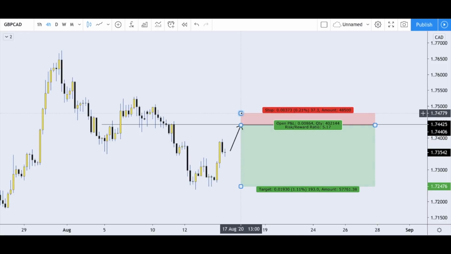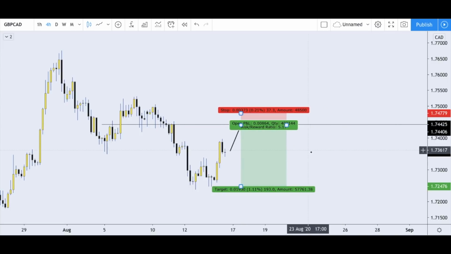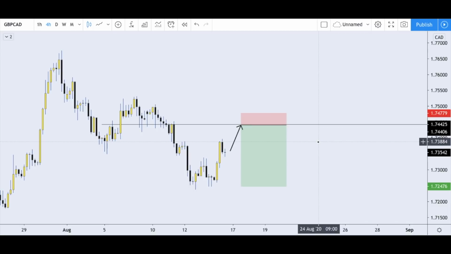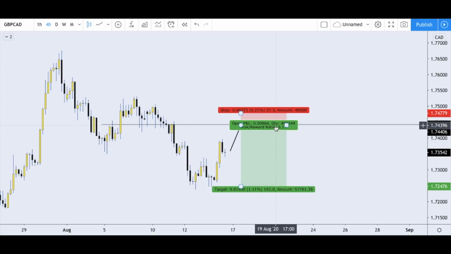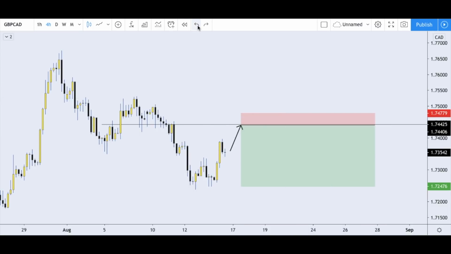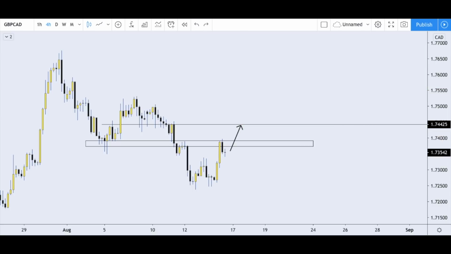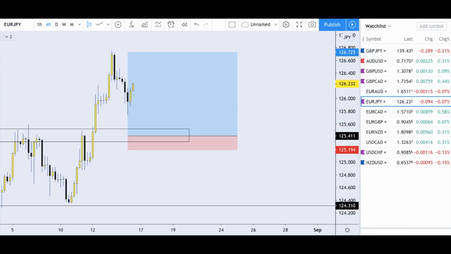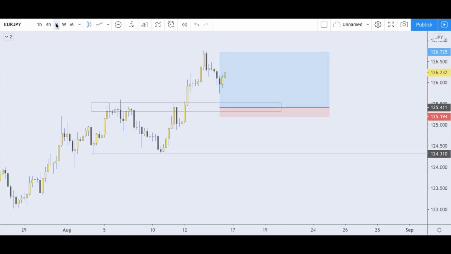around this area, which would give us a 1 to 5 risk reward ratio. And if that's a 2% risk, we're looking to make around 10% off of this trade. Okay, so this is GBPCAD. Now the third setup I have for you guys is on EURJPY.